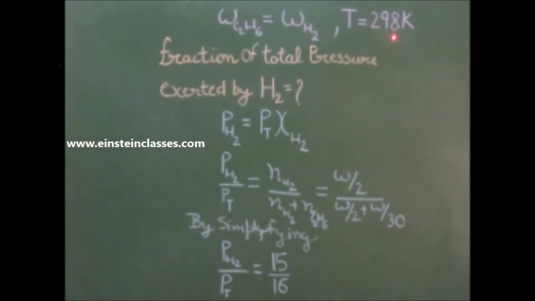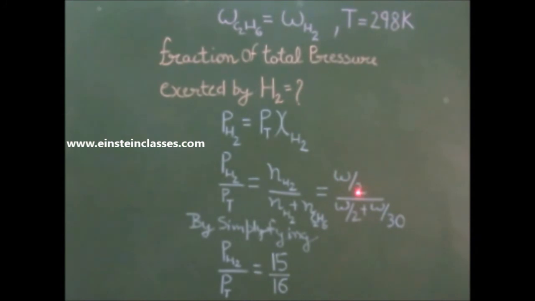That means 298 Kelvin. Now we know that the partial pressure of H2 is the total pressure into its mole fraction. So we can write it as partial pressure of H2 upon total pressure equals moles of H2 by moles of H2 plus moles of ethane. The masses of hydrogen and ethane are the same, so we can write moles in terms of the given mass divided by the molar mass.